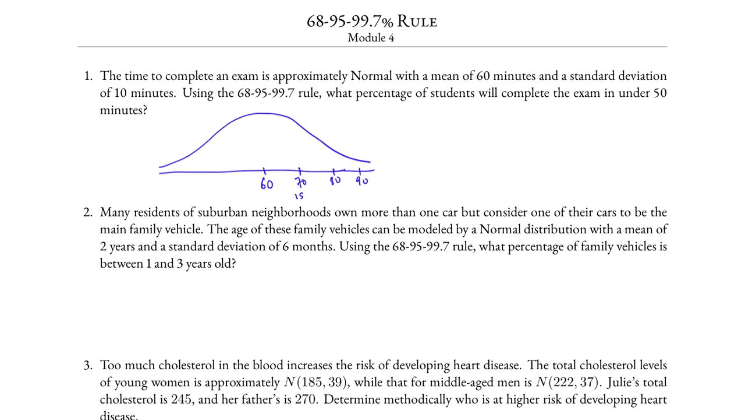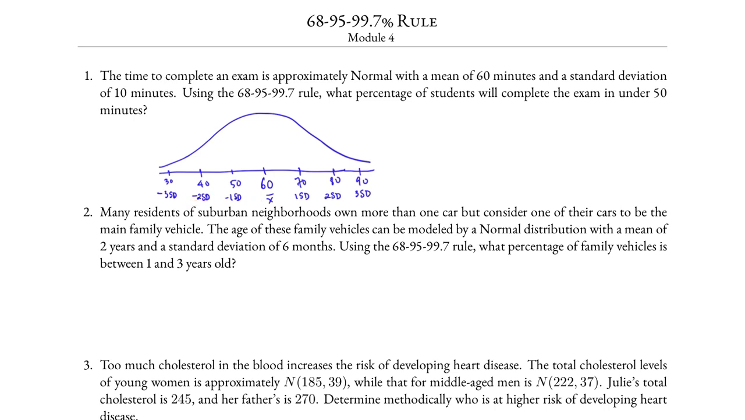Keep in mind that this is 1 standard deviation, 2 standard deviations, 3 standard deviations to the right of the mean. To the left, minus 10, 50, minus another 10, 40, minus another 10, 30, and these are minus 1 standard deviation, minus 2, minus 3 standard deviations. The negative sign indicates that it is on the left hand side of the mean.